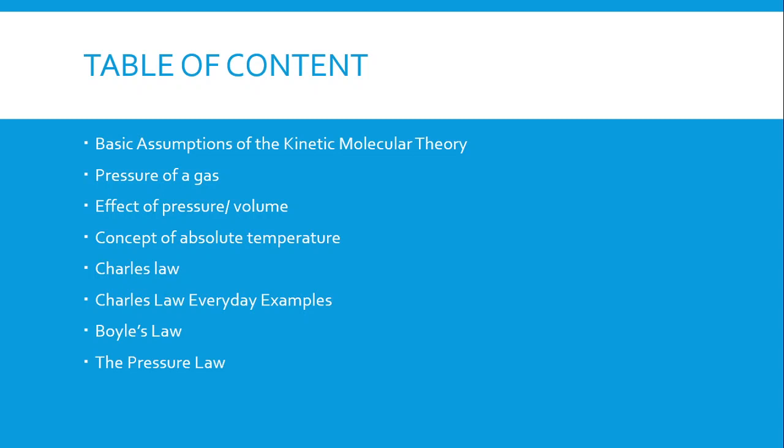Third one is the effect of pressure on the volume of the gas. Next one is the concept of absolute temperature. The other one is Charles' law. Then we'll be talking about Charles' law everyday examples and how we see that happening in our daily lives. Next, we'll see Boyle's law, and we'll also be talking about examples similar to what we saw in Charles' law. And then the last one is the pressure law.